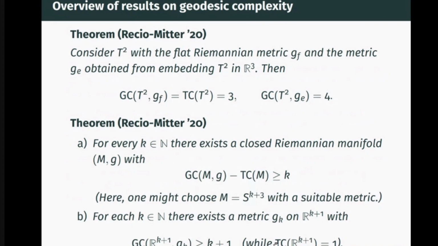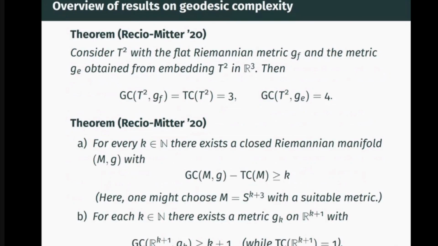And of course, R^(k+1) is contractible, so TC of the space is simply 1. So we can also make a mess here by just trying perturbed metrics and making them complicated enough on the space R^(k+1) itself. Okay, this is all I want to say about this geodesic approach.